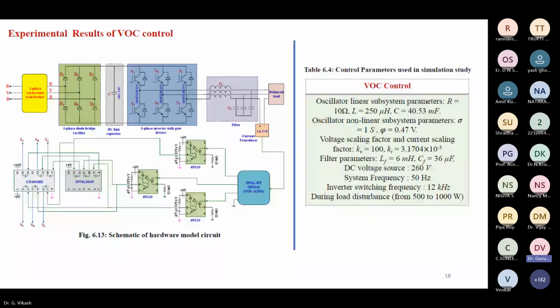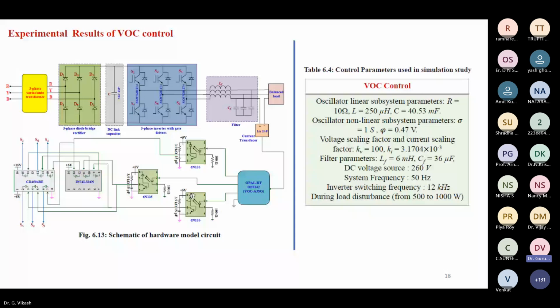That's why I'm generating only three signals. If one signal is given to S1, the other signal I know: S1 is on means S4 is off. If I generate S1, S3, S5, then by using NOT gates I will get S4, S2, S6. That's why I used one NOT gate and one level shifter. If you have three more opto isolators, you can get the same inverted pulses from the OPAL-RT also.